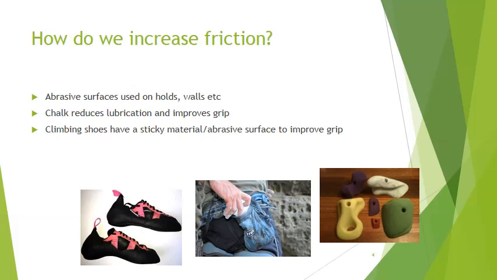So in climbing, friction is our friend, okay? It's one of the things that stops us from, I guess, sliding down off the wall. So some of the ways that friction is increased in climbing is that the surfaces of the wall, on our climbing wall, are quite abrasive or rough, and also on the holds as well. You can make use of chalk, which will reduce your sweaty palms, so reduce that lubrication on your hands and improve your grip. And also climbing shoes, which we've used now, have a sticky material or a rough surface which will improve the grip where the climbing shoe contacts the wall.